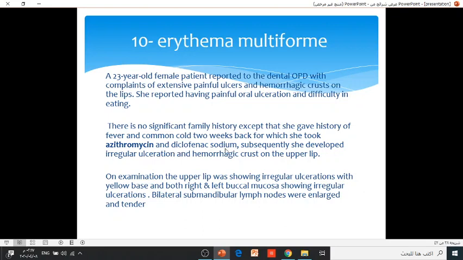All of these were common side effects of medication that affect the oral mucosa. That's all I have. Thank you.